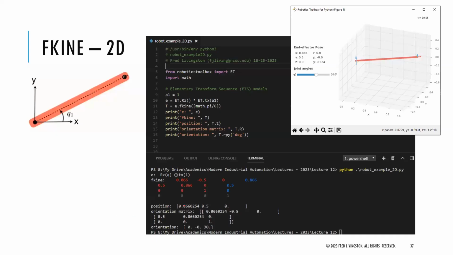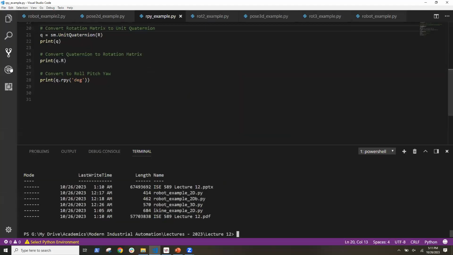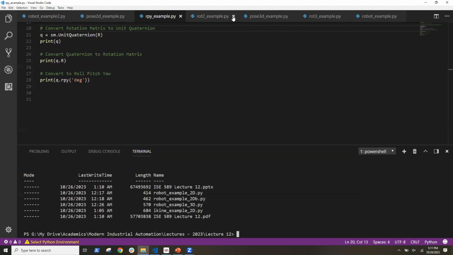All right, so the first thing to show is the robot. Let me make sure. Yeah, robot example 2D. Let's do that one first. Let me just close some of these.